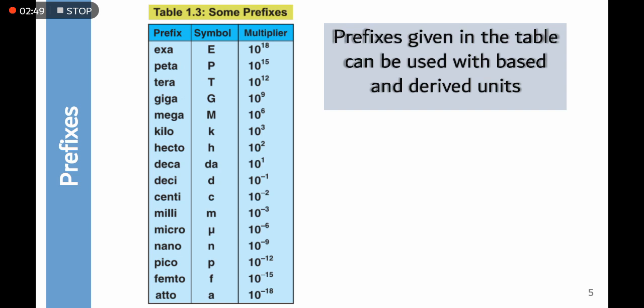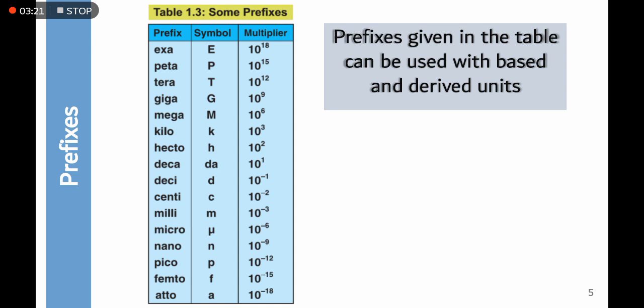Prefix mega, symbol capital M, multiplier 10 raised to the power 6. Prefix kilo, symbol small k, multiplier 10 raised to the power 3. Prefix hecto, symbol small h, multiplier 10 raised to the power 2. Prefix deca, symbol da, multiplier 10 raised to the power 1. Prefix centi, symbol small c, multiplier 10 raised to the power minus 2. Prefix milli, symbol small m, multiplier 10 raised to the power minus 3.